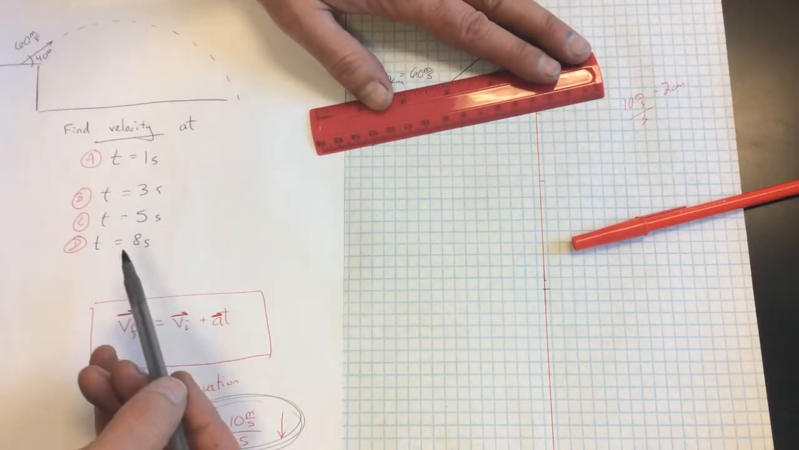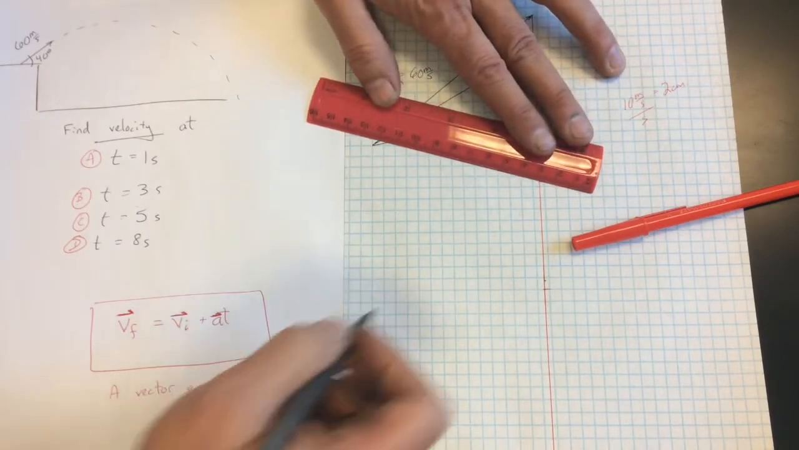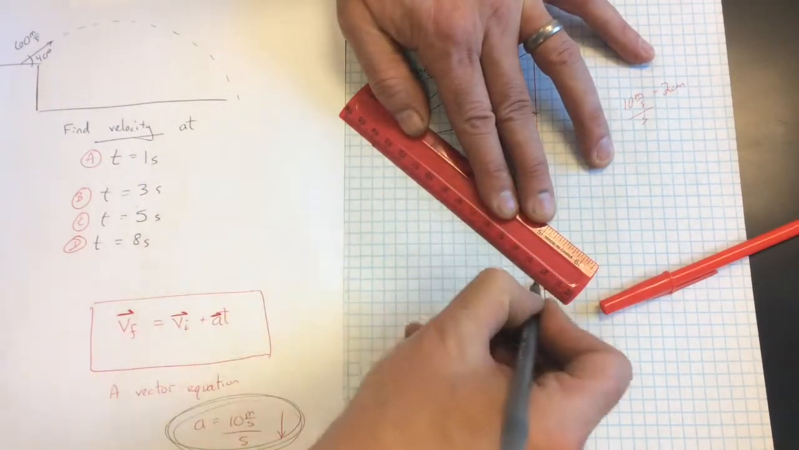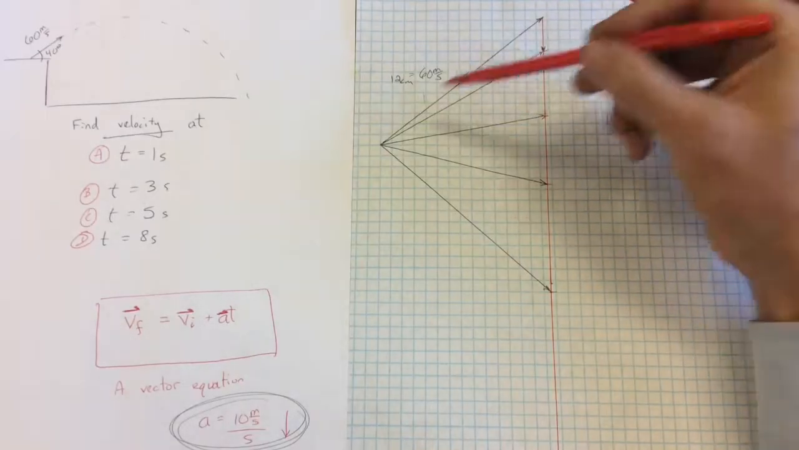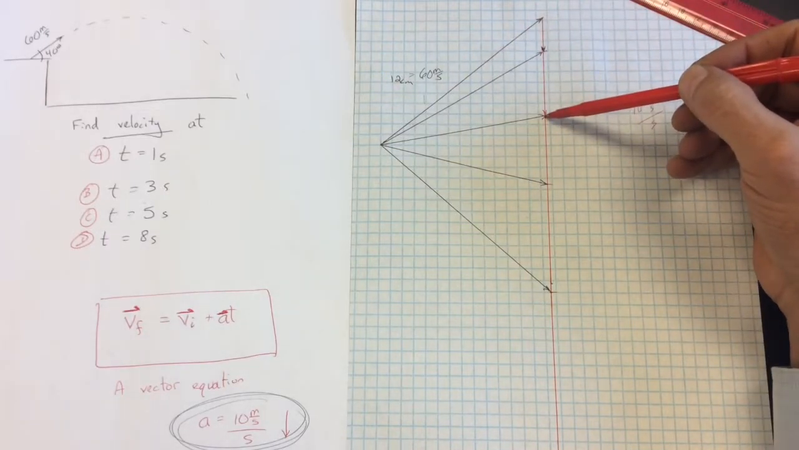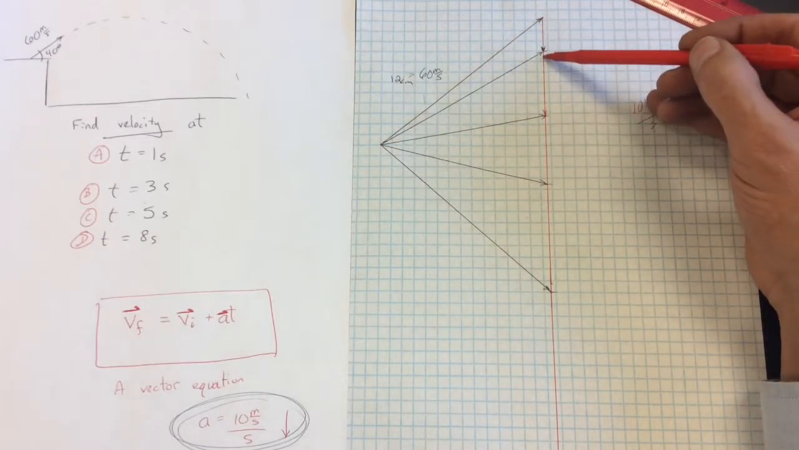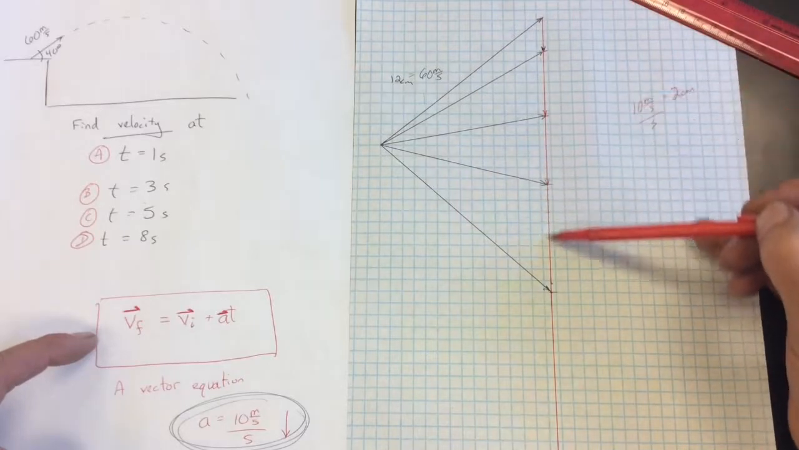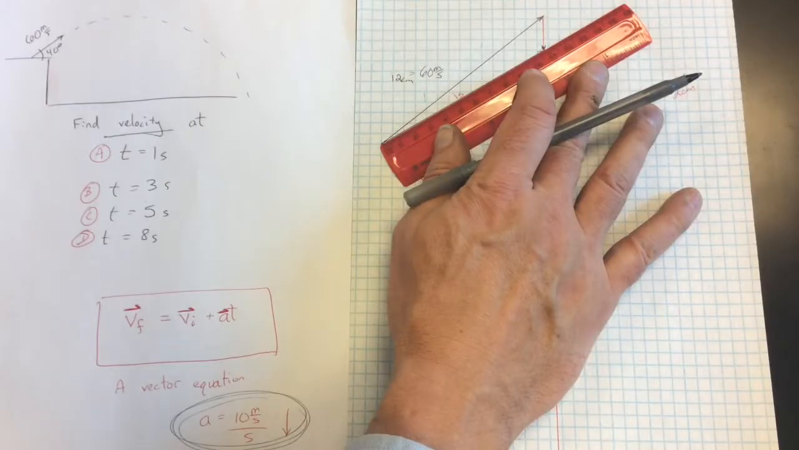Next one, 3 seconds, at 5 seconds, 8 seconds. This is at 1 second, at 3 seconds, initial velocity plus a times t. At 5 seconds, initial velocity plus a times t. 8 seconds, initial velocity plus a times t. Now all I have to do is measure those four.